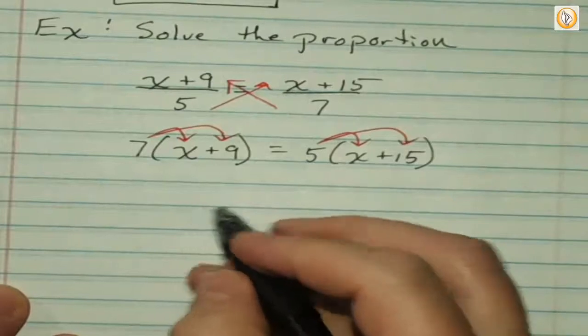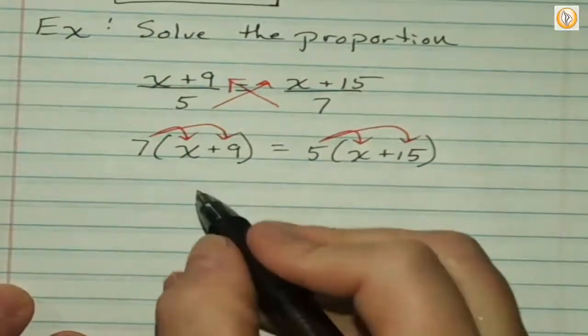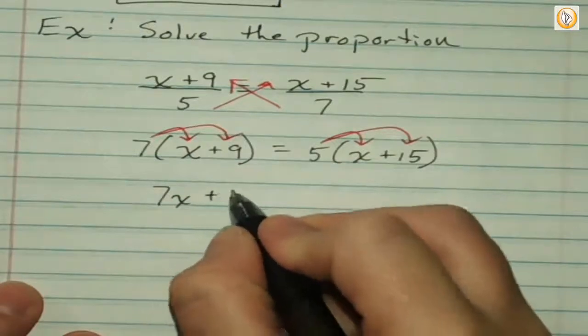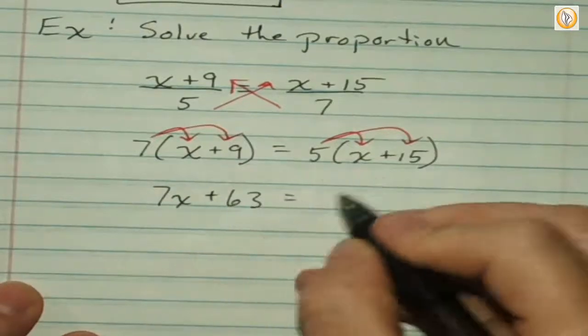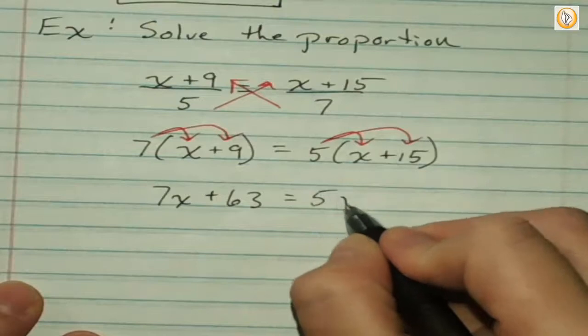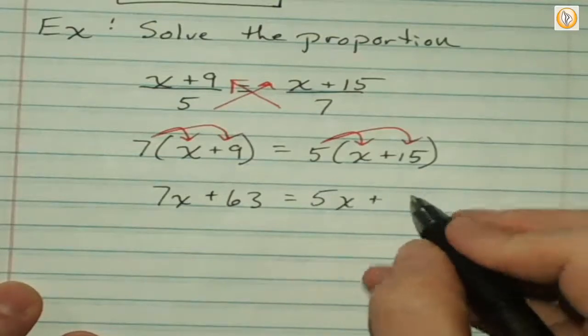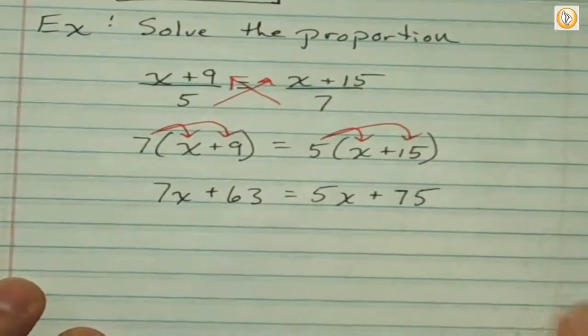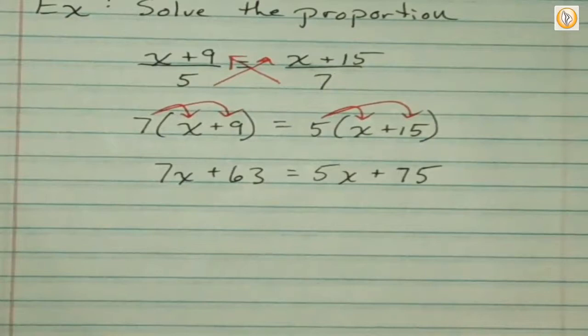7 times x is? 7x. 7 times 9 is? 63. 5 times x? 5x. And 5 times 15. 75. Now we can do intruder alert.